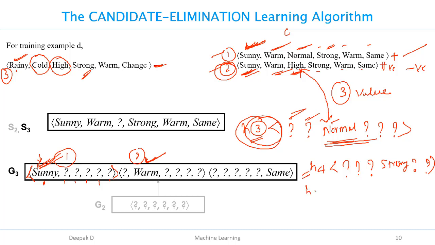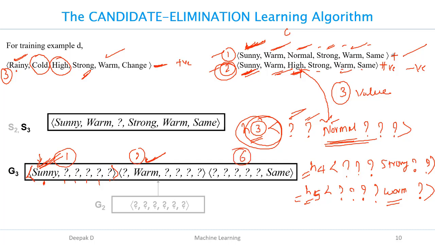Now what do you have? H5, hypothesis, question mark, and you have another, that is warm, here also warm. What is the third attribute you have? Warm. If I write warm in the third attribute, this hypothesis will classify this negative instance as a positive instance. So hence I cannot accept this fifth hypothesis, and the remaining one is your sixth hypothesis.